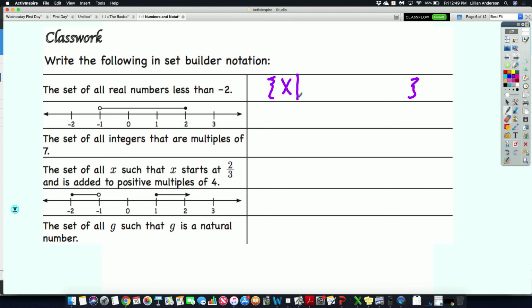How would I represent x is less than -2? By x, the less than sign. With your hands, is it the one with my left hand or the one with my right hand? The left hand, okay, so x is less than -2. Now I need that condition. What types of numbers are we talking about? Real numbers. Do you guys remember the symbol for real numbers? R. So you'll have x is an element of real numbers. And that's how you write it in set builder notation.